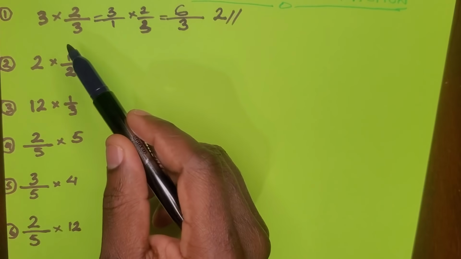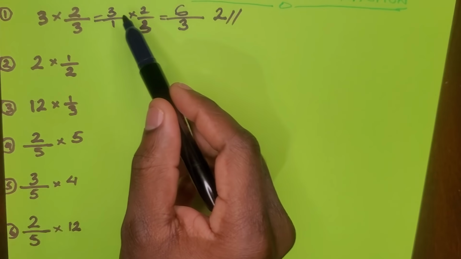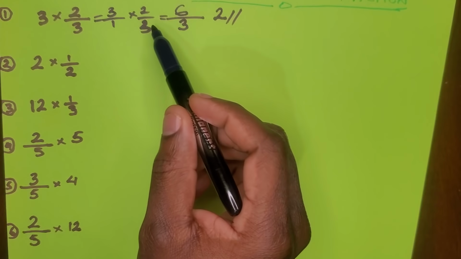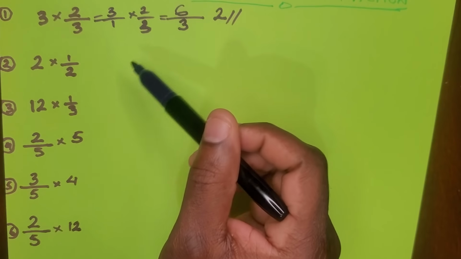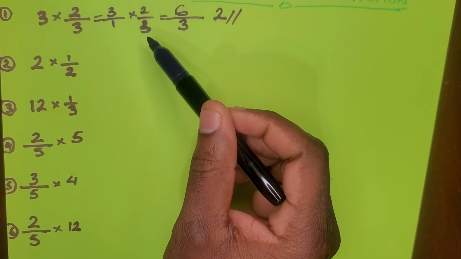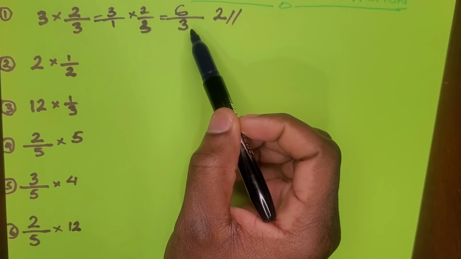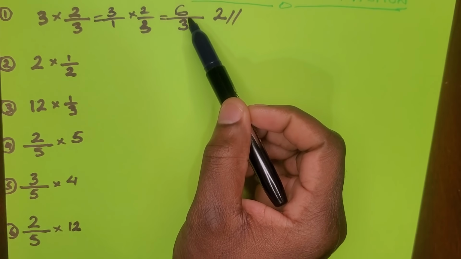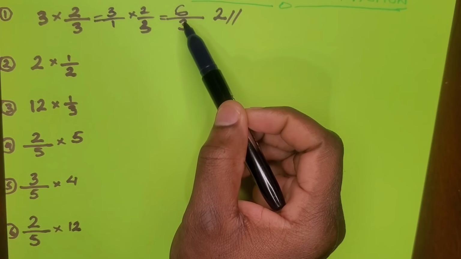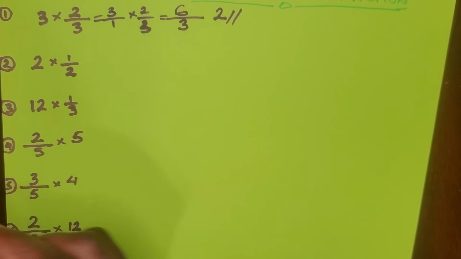So once again, you multiply numerator by numerator and denominator by denominator. 3 times 2 is 6 and 3 times 1 is 3. If you reach a problem like this and you can simplify it, simplify it. So a problem like this is going to be simplified. 6 divided by 3 is 2, that's the answer. So let's move to the second problem.